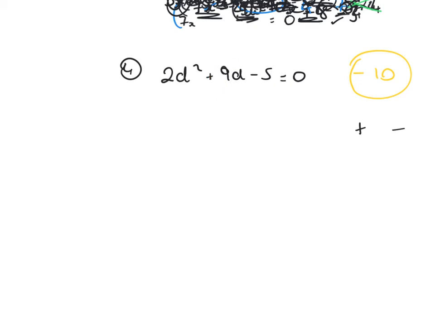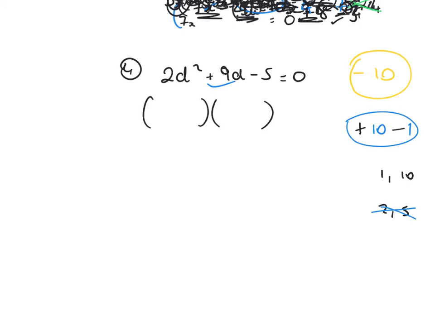Well, pairs for 10 would be 1 and 10, 2 and 5. Okay, so which pair can I use up here to add together to give plus 9? Well, it would definitely be 1 and 10: plus 10, minus 1. Okay, so plus 10 minus 1, drop 2d in here and 2d in there.